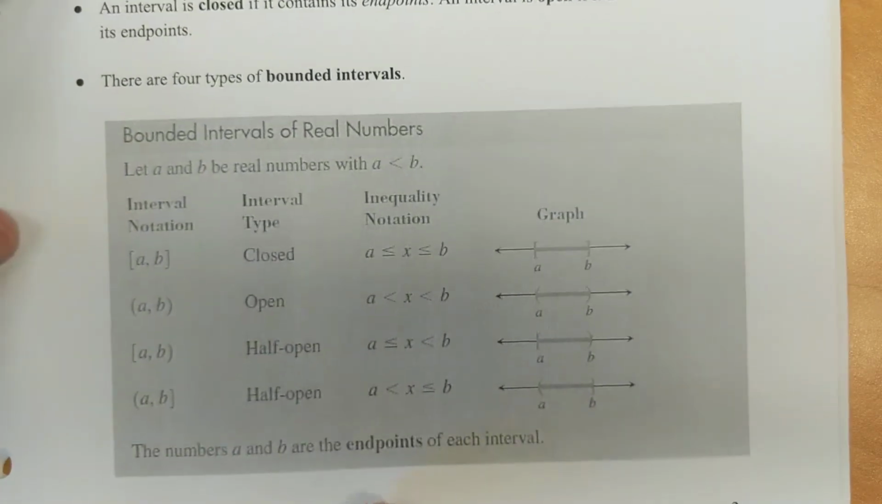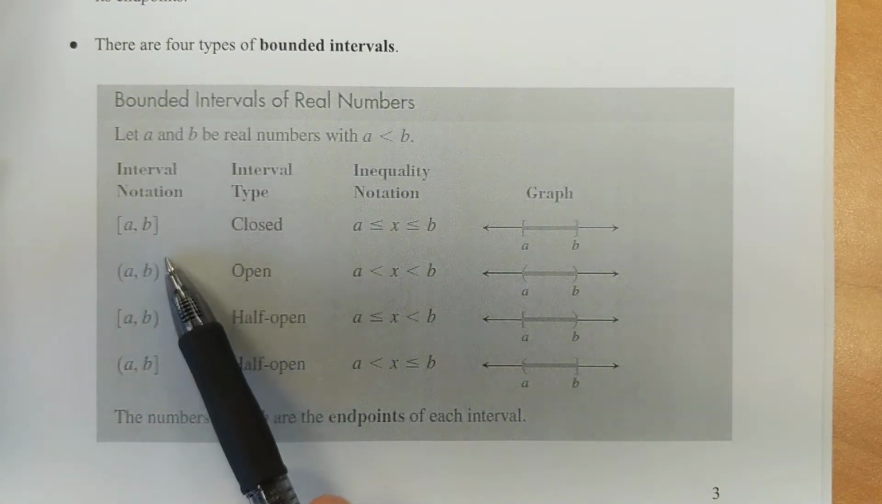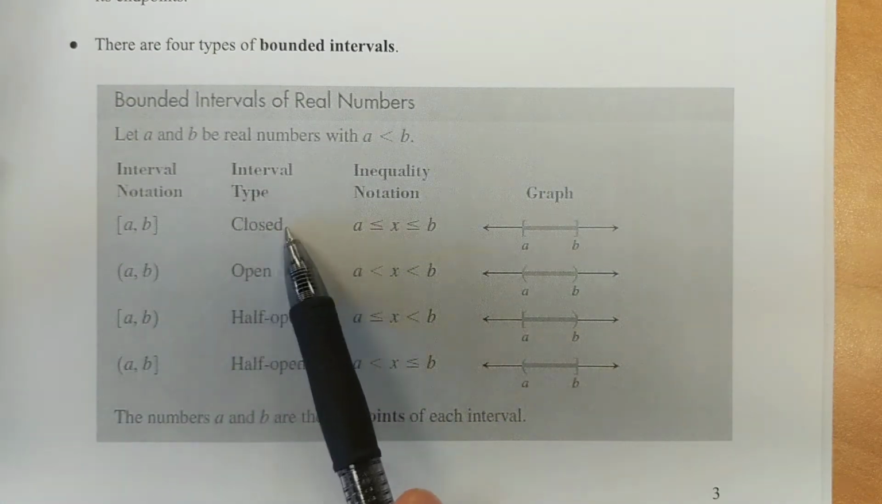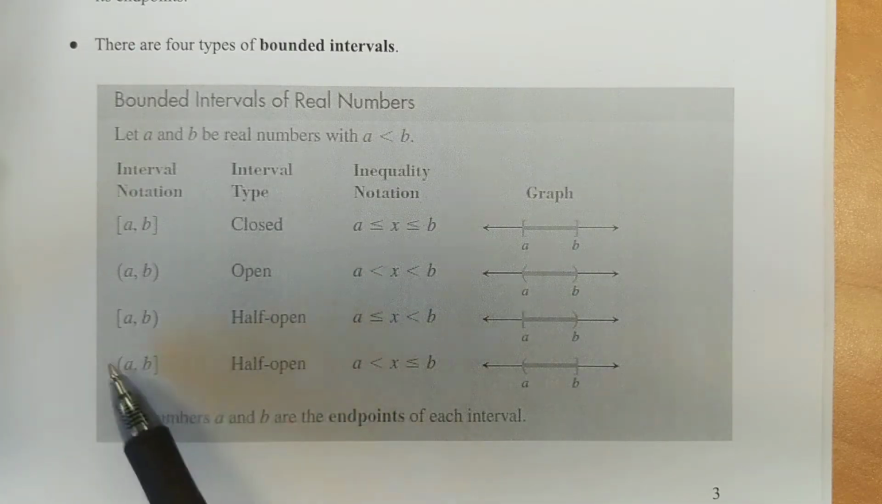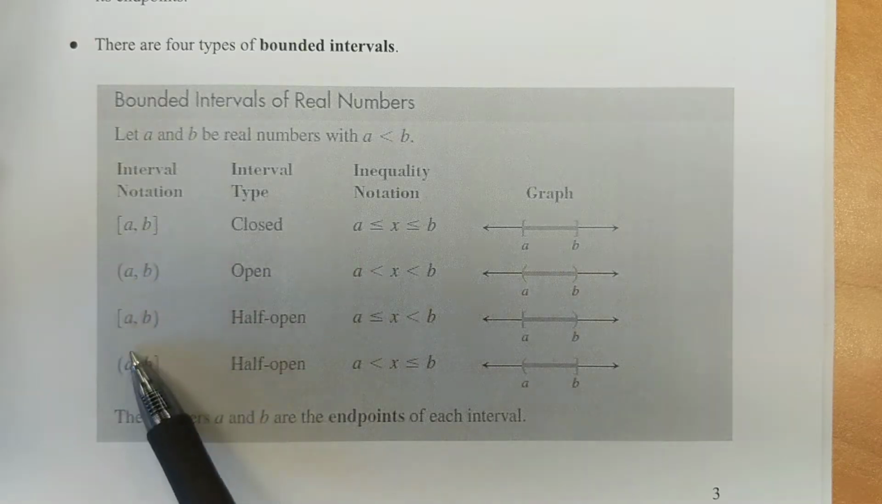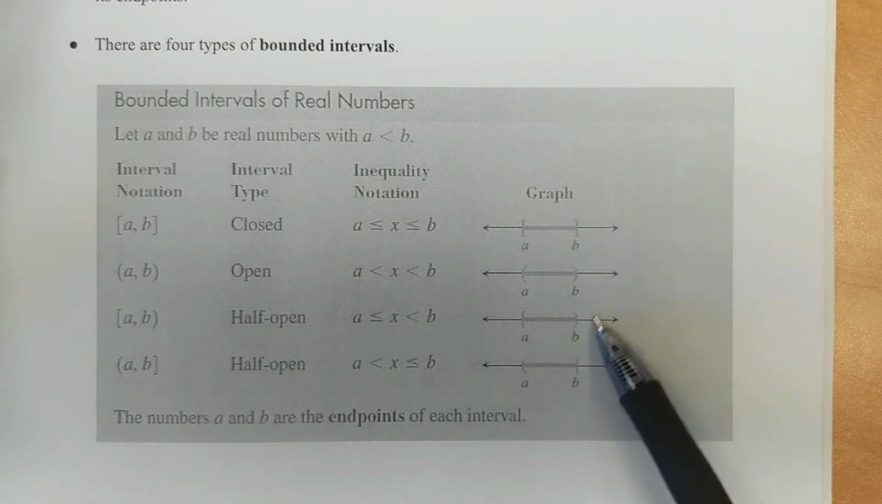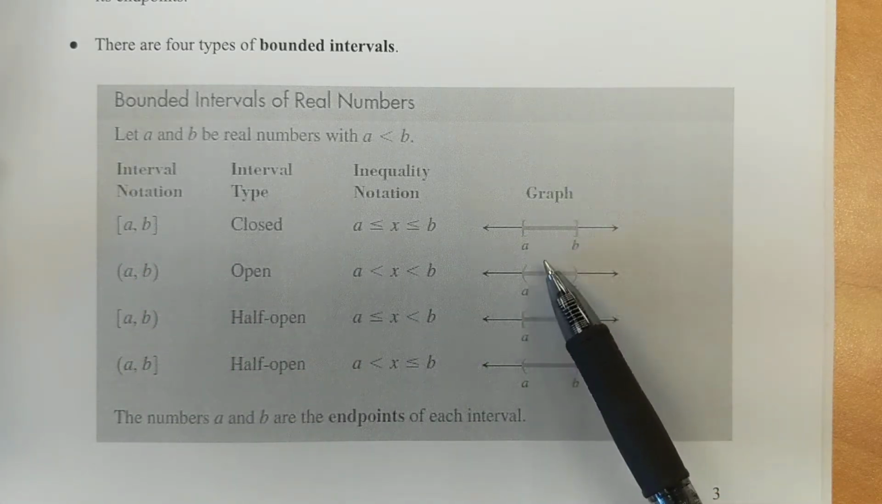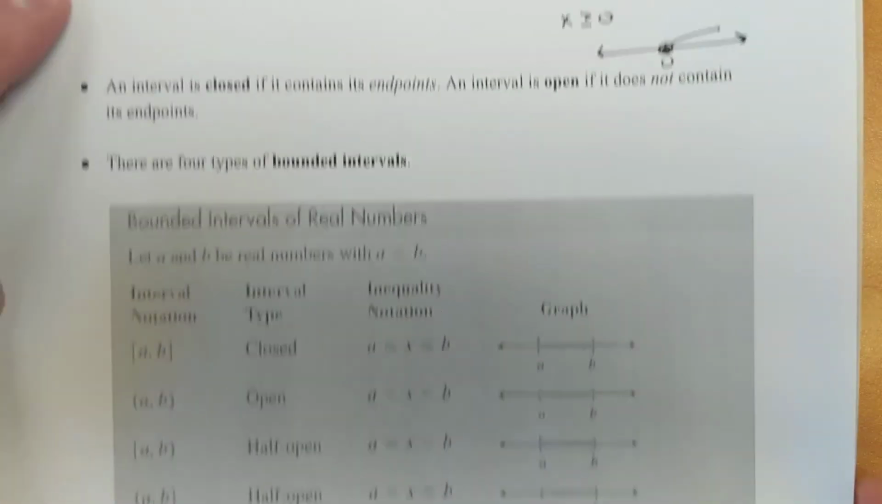They give you some symbols down here. So you have what's referred to as interval notation: closed, open. So you can have half open, where you have one closed circle and one open circle. We'll talk about the interval notation on the next page. And then you have the graphs over here, using brackets and parentheses instead of closed circles and open circles.